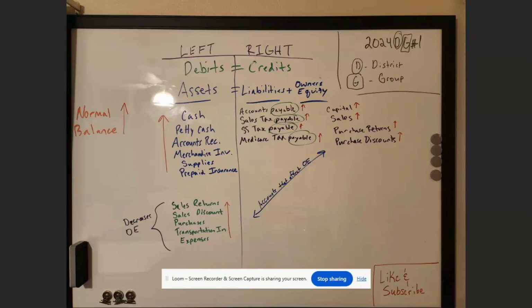What helps me is if I know purchases is a debit and purchase returns and purchase discounts go against that, they're going to lower the amount, then one has to be a debit and then one has to be a credit to offset that.